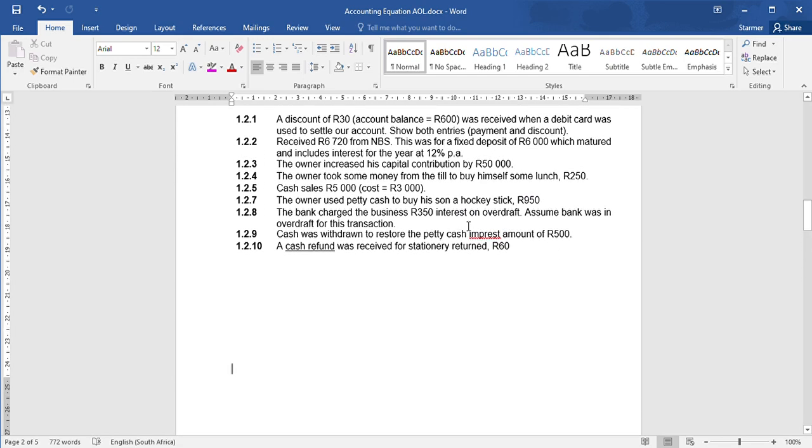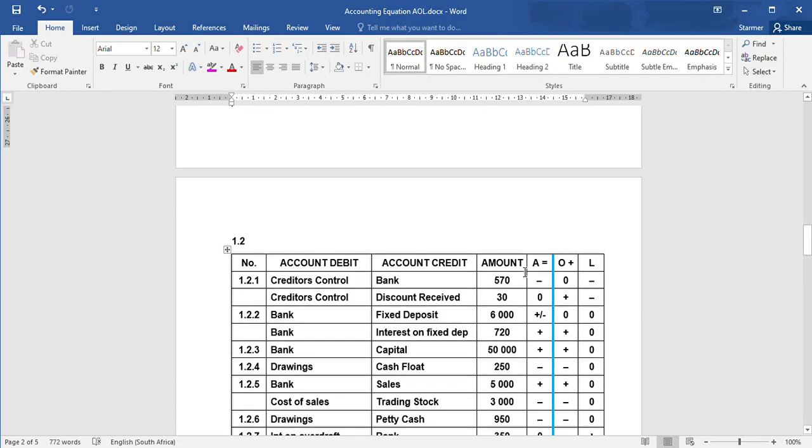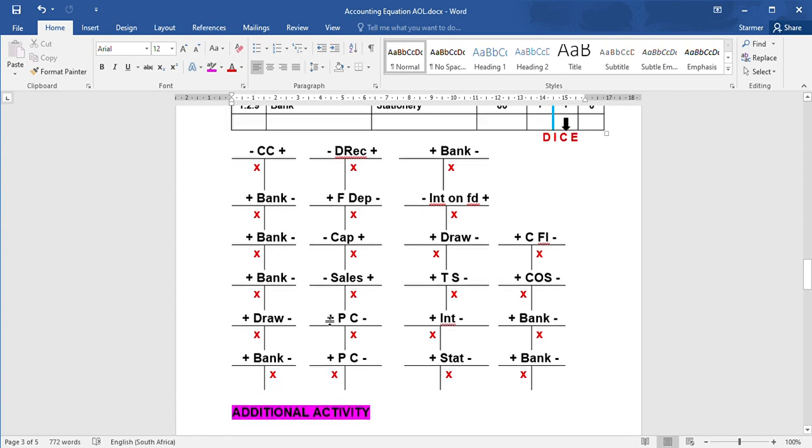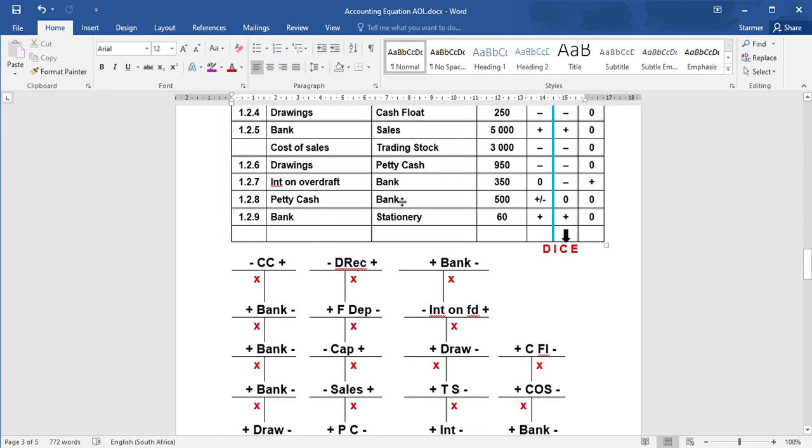Right, then cash was withdrawn to restore the petty cash imprest amount of 500. Your imprest amount is the amount you want to start the month off in terms of how much petty cash you have. Alright, bank is going to decrease here because you're taking money out of the bank. So bank will be on the minus side. The money is going into petty cash, so that will be on the plus side. So you have debited petty cash and you have credited bank. One asset, petty cash, going up, the other asset, bank, is decreasing.